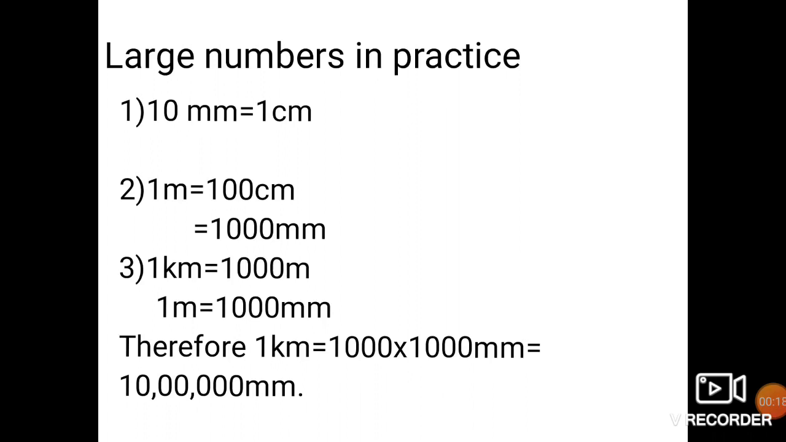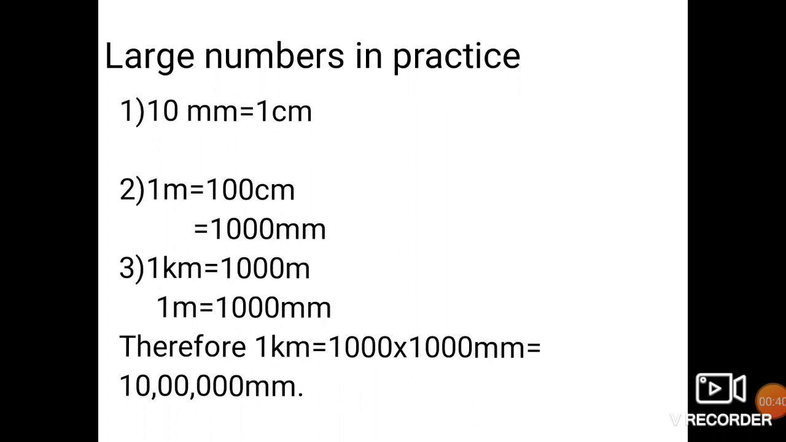To measure the length of a classroom or a school building, we use meters. So 1 meter is equal to 100 centimeters and 1 meter is equal to 1000 millimeters. In order to calculate the distance between two cities, we consider kilometer. So 1 kilometer consists of 1000 meters.